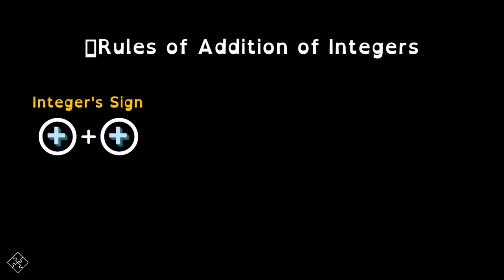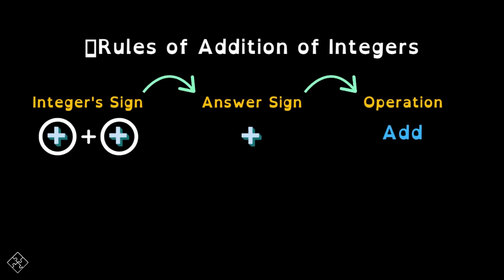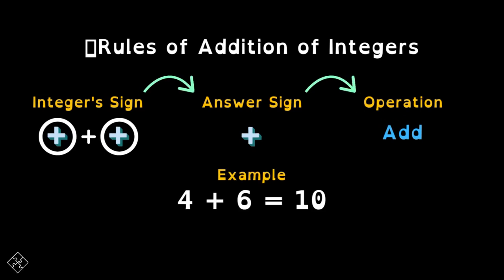First is the integer sign of positive and positive. Kapag parehas positive yan, the answer sign must be a positive sign. And ang operation na gagamitin natin is add. For example, we have 4 plus 6. And that is equal to 10. Since 4 is a positive integer and 6 is a positive integer, then ang answer sign natin is positive. At ang gagawin natin dyan, ang operation is a positive or add. So 4 plus 6 is equal to 10.